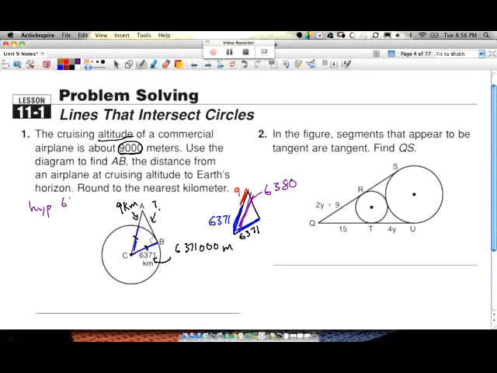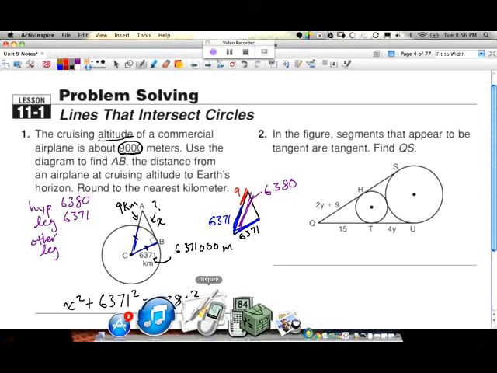So we have a hypotenuse. The hypotenuse is 6,380. We got a leg that is 6,371, and we basically got to find the other leg. And this is really just the Pythagorean theorem. So let's calculate that. We'll call AB x. So x squared plus 6,371 squared equals 6,380 squared.